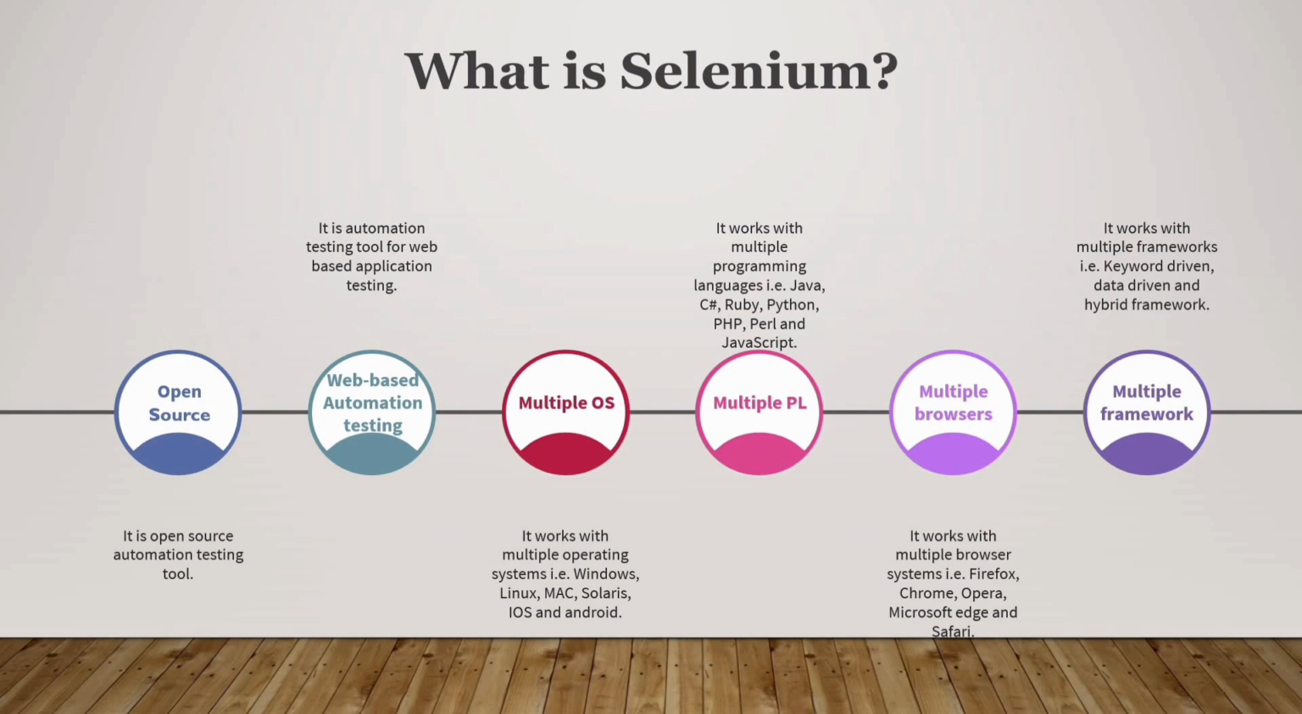Selenium is open source. It means it is freely available over the internet. It is not a paid tool. And it is an automation testing tool. And it is a web-based automation testing tool. So it means it will run for those applications which we can run on any of the browsers. And it supports multiple operating systems like Windows, Linux, Mac, iOS, Android.